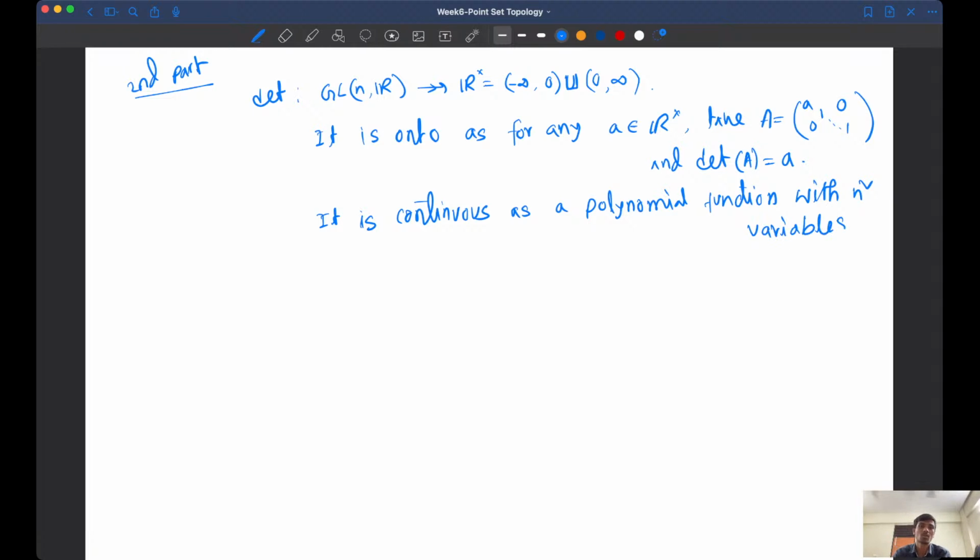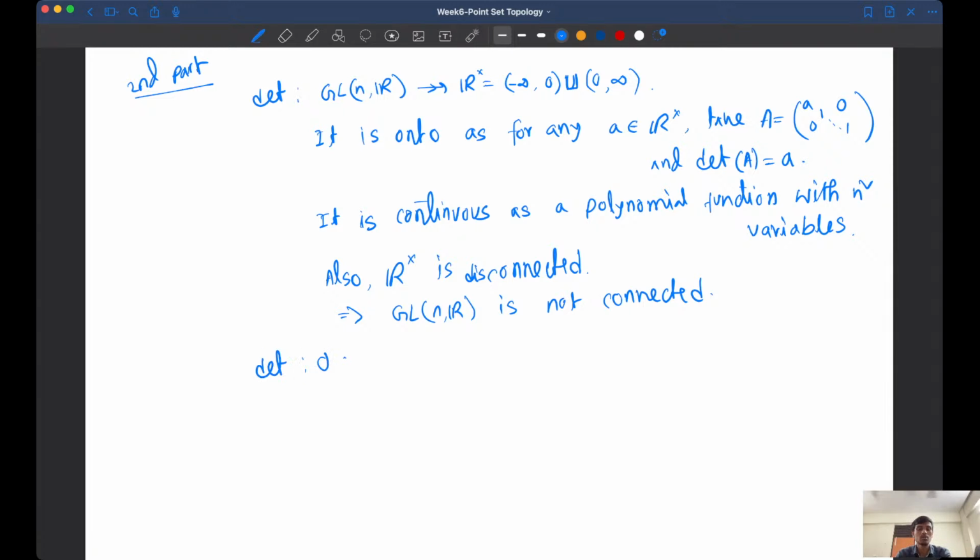So I have a map onto R cross, and R cross is disconnected, so this clearly implies that GLnR is not connected, is disconnected. Similarly, the determinant thing again will work for On also.